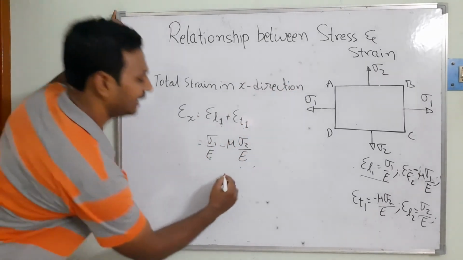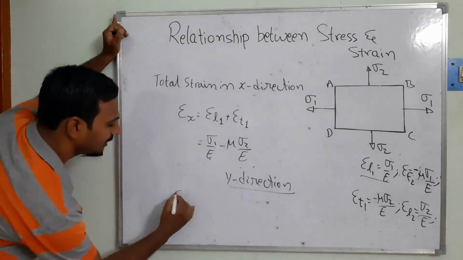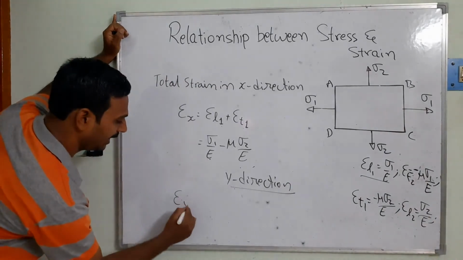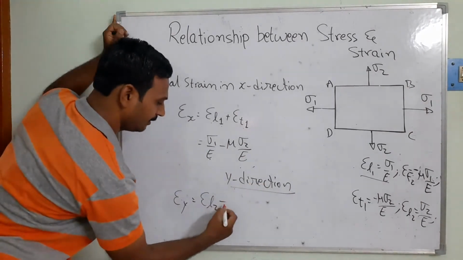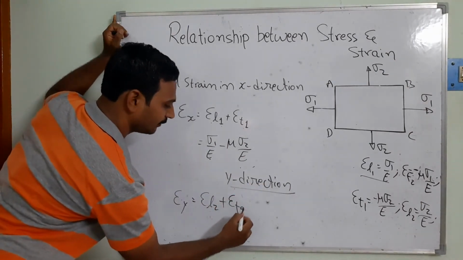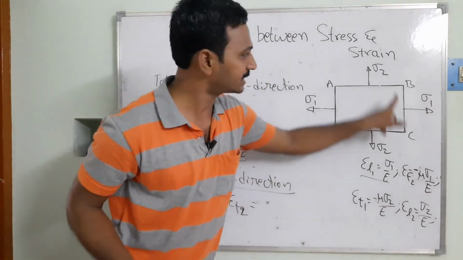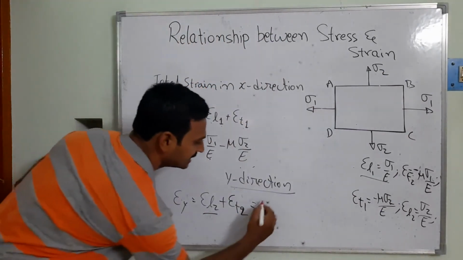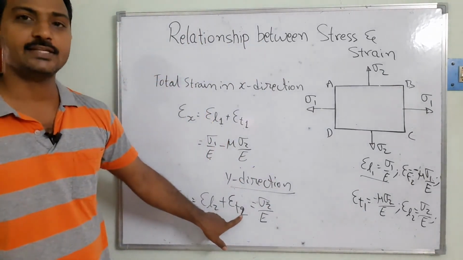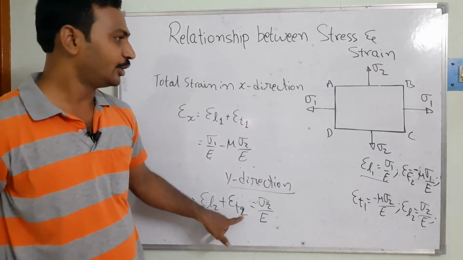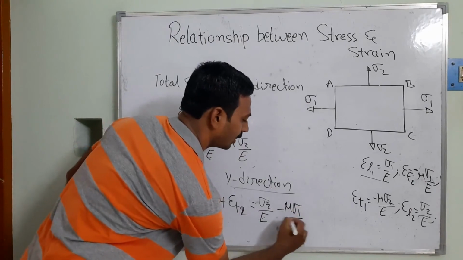And similarly in the y direction also I am going to write here. In the y direction, epsilon y is equal to, again I am writing the longitudinal strain in this direction plus the transverse strain because of this one. So the longitudinal strain we are considering here is due to the stress sigma 2, so we get sigma 2 by E. And similarly there is epsilon 2, the transverse or lateral strain due to the sigma 1. So I am going to get minus mu into sigma 1 by E.